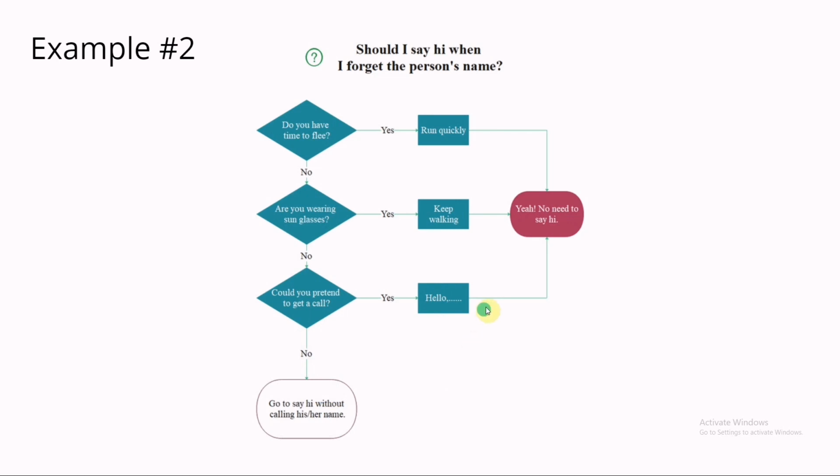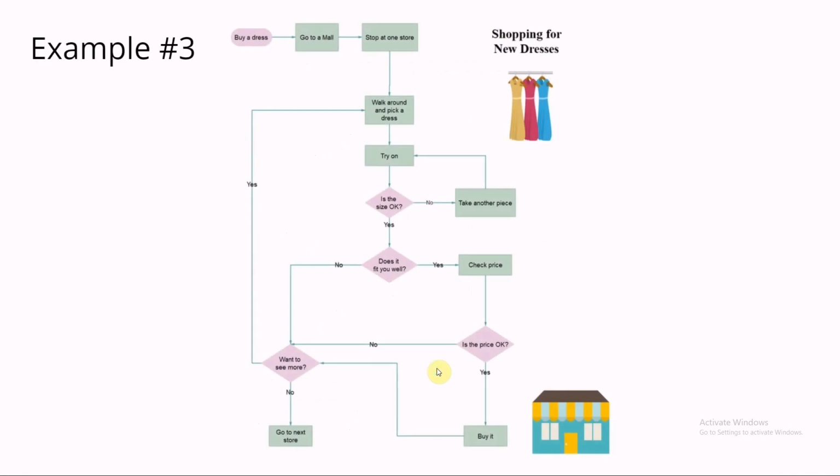So sa practical example naton, example number 3, going sa shopping, no? Shopping for new dresses flowchart. So the input naton is you need to buy a dress. So ang process usually makadto ka sa mall, go to a mall nga process, and then stop at one store. And then next nga process, walk around to pick a dress, and then isuksok ko ni testingan kung kaigo.